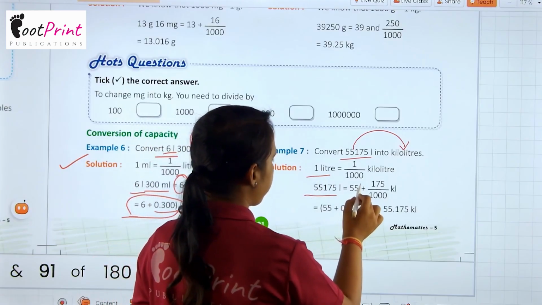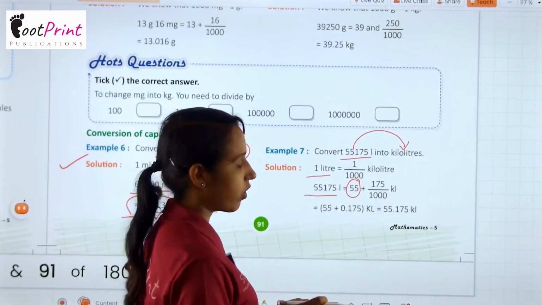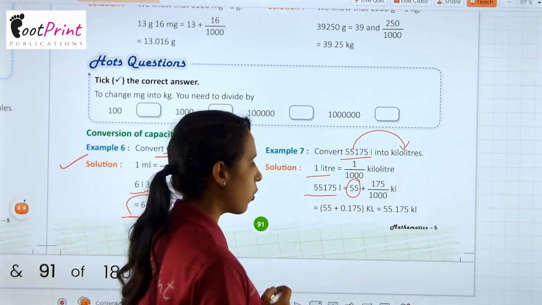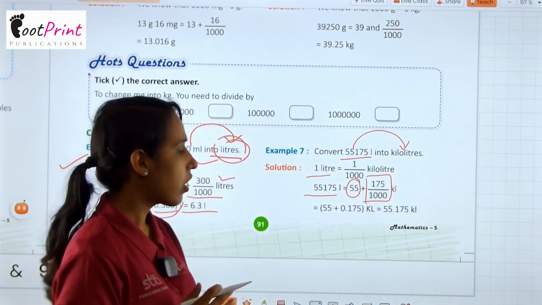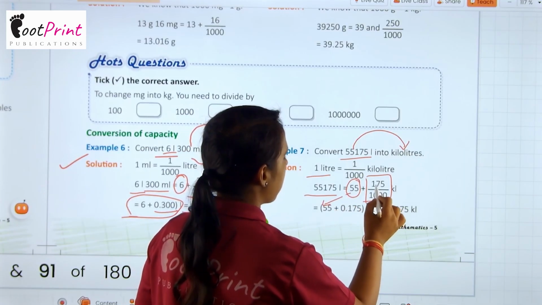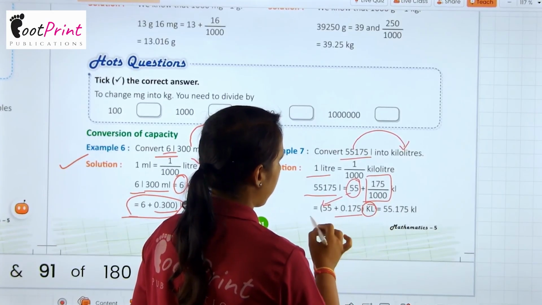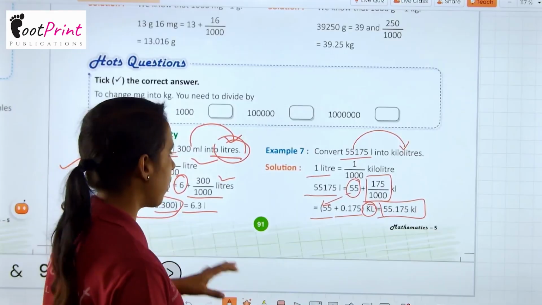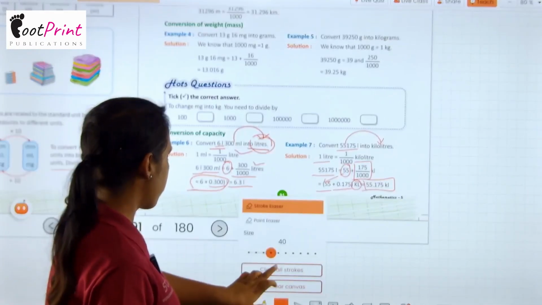So here we have 55,175 and 55 is already here, 55,000 liter, we can write it as 55 kiloliter, and the rest of the part we have 175 upon 1000. Okay, so here we have 55 plus 0.175 kiloliter, and after adding them we get 55.175 kiloliter. Okay, now move to the next.